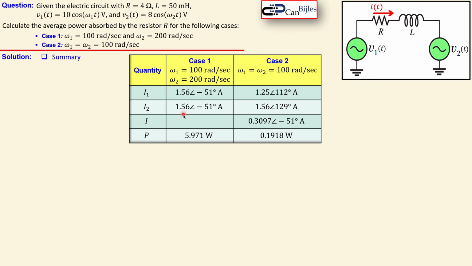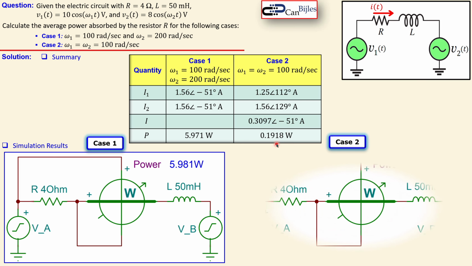you see here the I1 is not changing, but I2 will change. That will have an effect, of course, on the power. You see the power is then different from the first and the second case. Okay, and these are the results in the simulations for case 1 and for case 2.